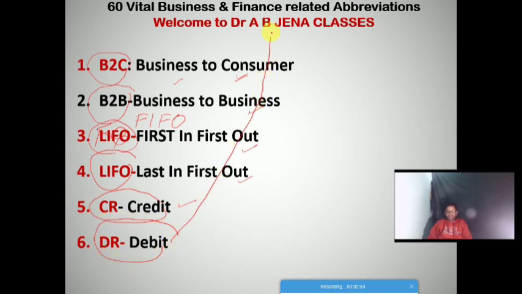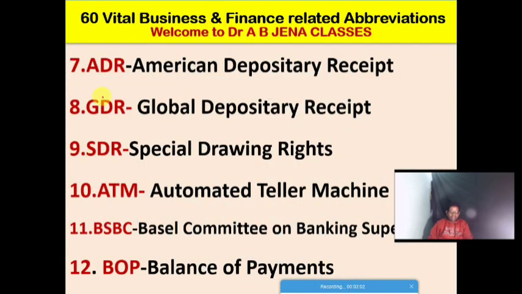So these are the discussions from the business and finance point of view. Otherwise DR means doctor, but here DR is debit. The next abbreviation is ADR, which stands for American Depository Receipts. GDR is Global Depository Receipts. Then SDR, that is Special Drawing Rights.